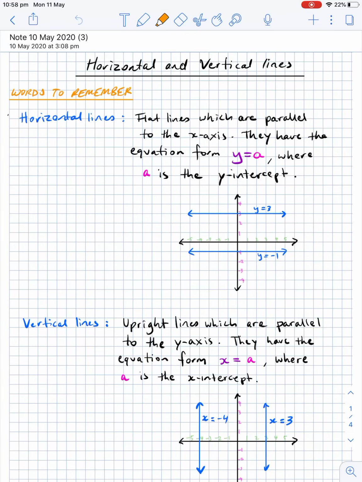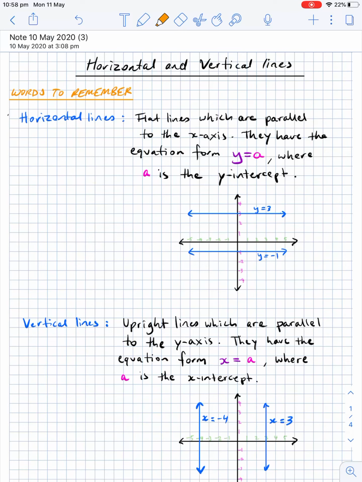Hi guys, so for today's lesson we're going to be dealing with horizontal and vertical lines on the Cartesian plane, or the number plane. So first up, what I mean by a horizontal line is pretty much just a flat line, which is parallel to the x-axis. They have the equation form y equals a, where a is the y-intercept. A is a number, and you can tell what it is because it's the same as where it hits the y-axis, where it intercepts the y-axis.